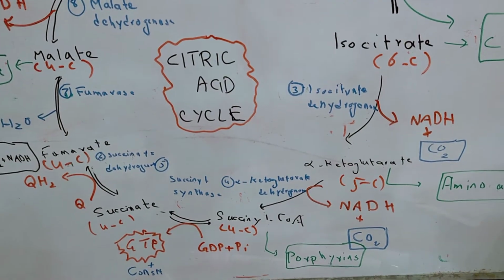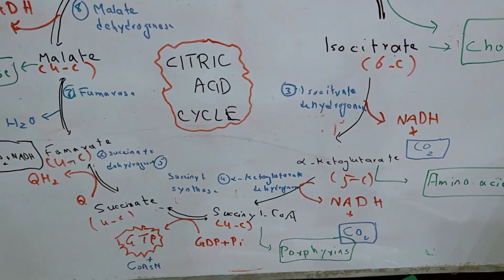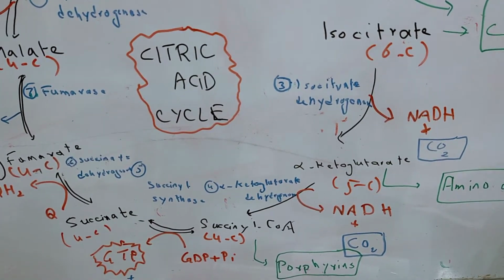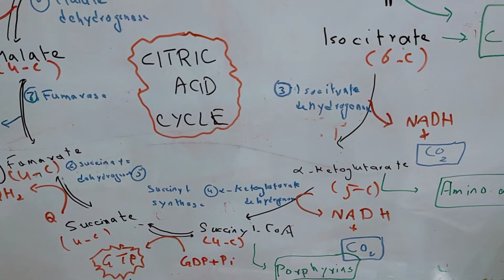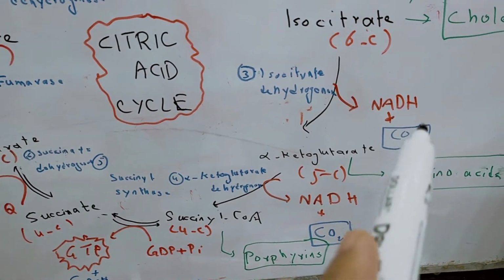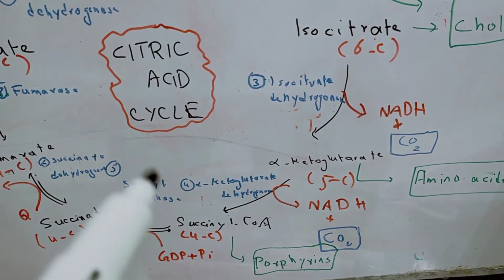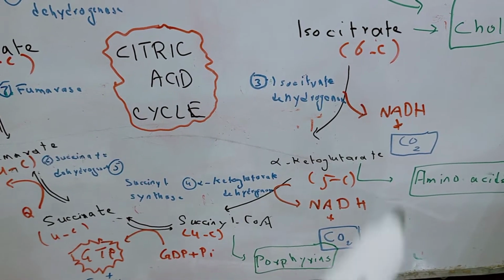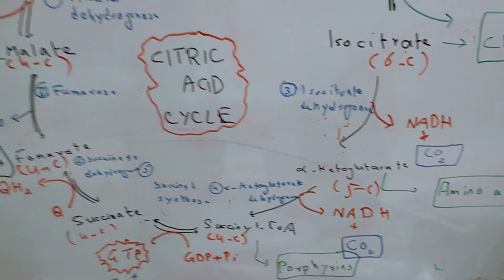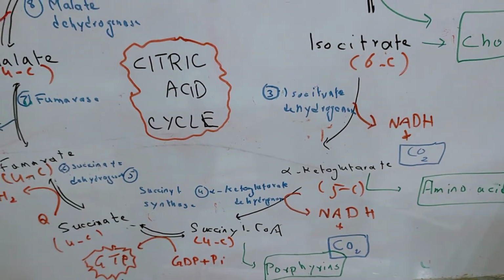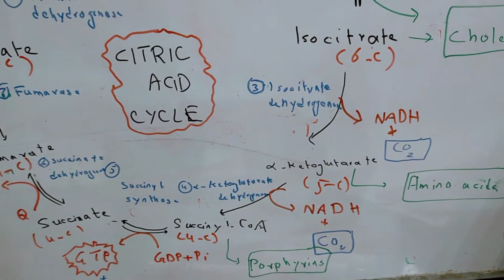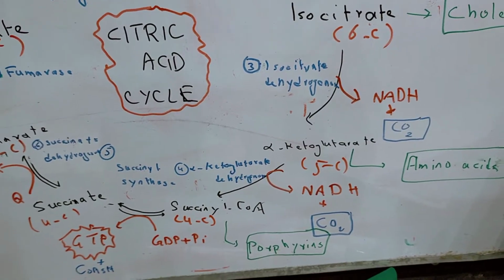Now from isocitrate, the next intermediate of the citric acid cycle is a 5-carbon compound, alpha-ketoglutarate. During the formation of alpha-ketoglutarate, one of the carbons of isocitrate is released in the form of carbon dioxide, and this step also involves reduction of NAD forming NADH. This step, which is catalyzed by the enzyme isocitrate dehydrogenase, is known as oxidative decarboxylation, which involves removal of carbon in the form of carbon dioxide.